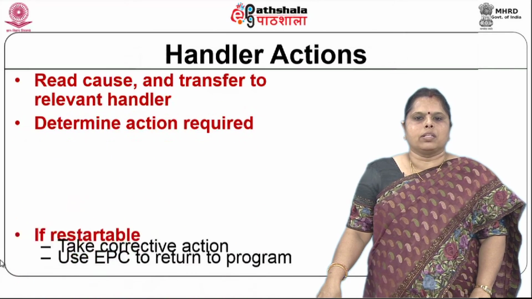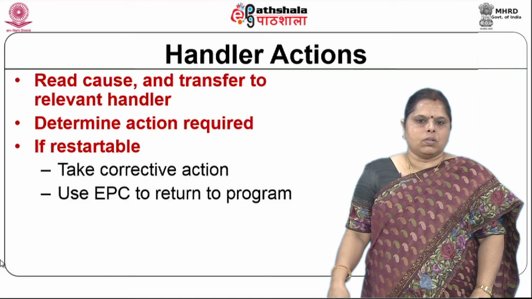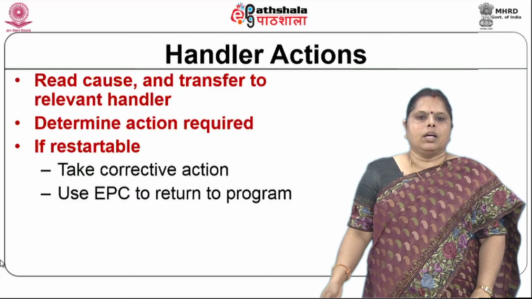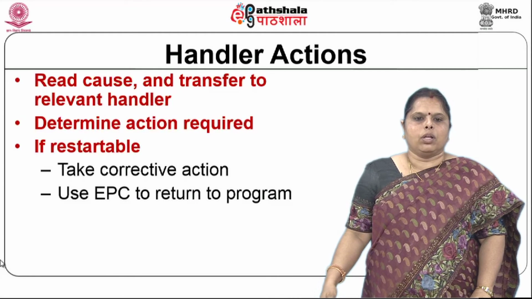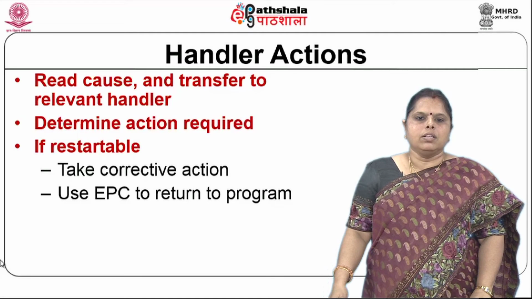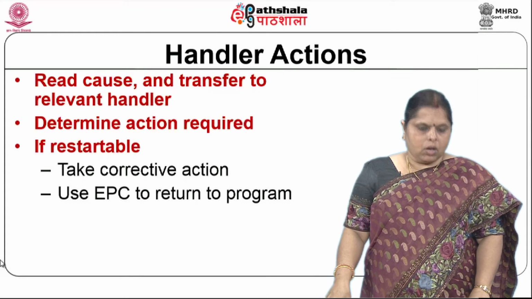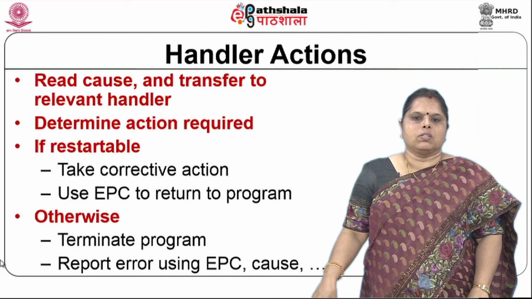Now, what happens when an exception is generated? Once an exception has been identified, you will have to read the cause of the exception. You will have to save the offending instruction's address and you will have to transfer to the relevant handler. Then the relevant handler will determine what action is required. Once you have identified the action to be done for the particular exception and handled it, if it is a restartable exception, then you will have to take corrective action and use the exception program counter to return to the program. On the other hand, if it is a critical, terminating exception and you are not able to handle it, you will have to terminate the program. You may have to report the error using the EPC and the cause register values.